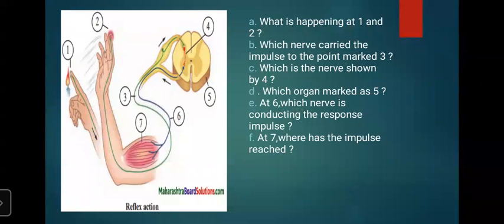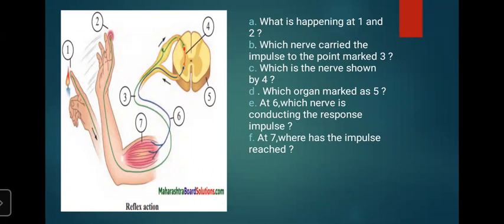And which is the organ marked as 5? That is CNS, central nervous system, which includes brain and spinal cord. So the spinal cord part it is. Then at 6, which nerve is conducting the response impulse? It is motor neuron. And at 7, where has the impulse reached? What is its effect? Effector, muscle in arm.